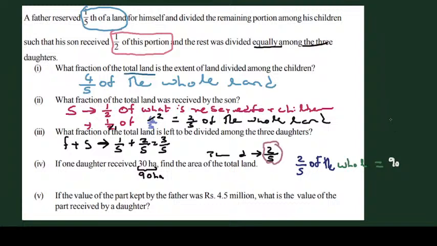So then how do you find the entire land's area? Whole land equals 90. Division 5 goes to the other side. What would it get changed to? It would get changed to multiplication 5. And the 2 in the 2/5, like a multiplication, goes to the other side and becomes division 2. So then 90 times 5 is 450, divided by 2 is 225 hectares.